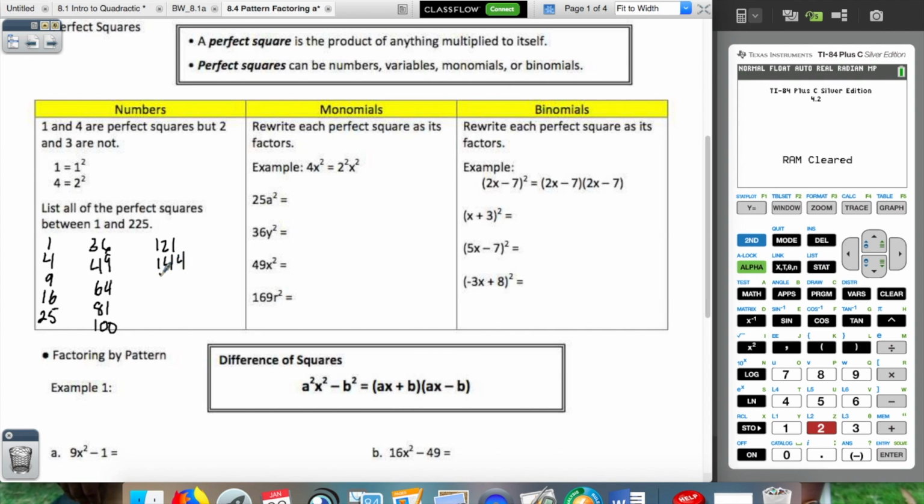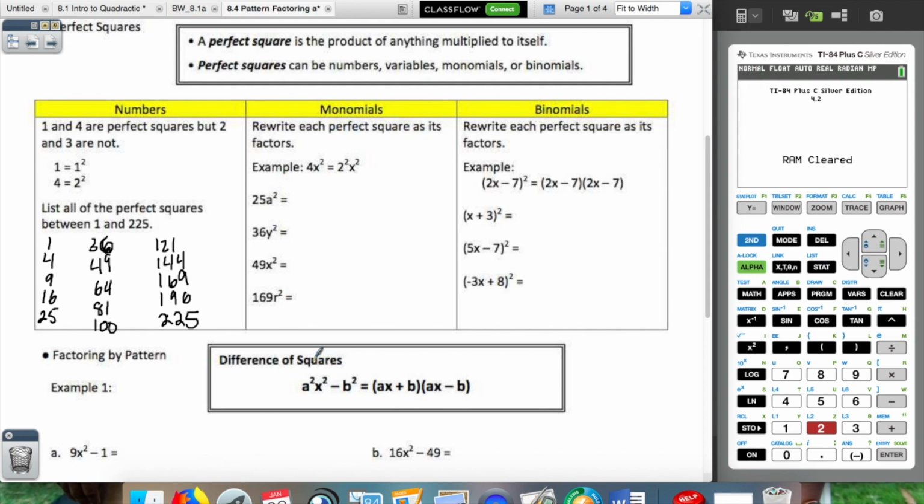13 squared gets us 169. 14 squared gets us 196. And 15 squared gets us 225. I point these out because they will be our most used ones. So if you come across these numbers, remember, oh yeah, they're perfect squares. Let me fix it. 36.